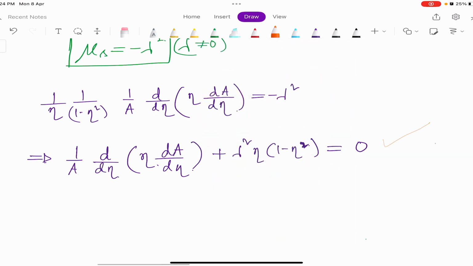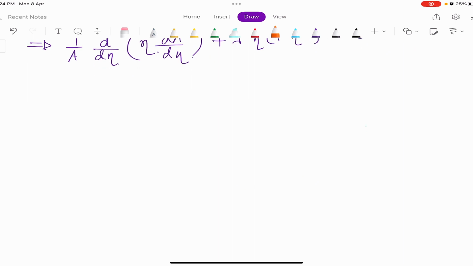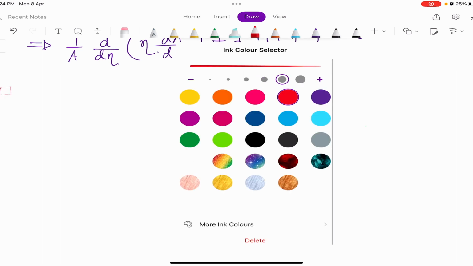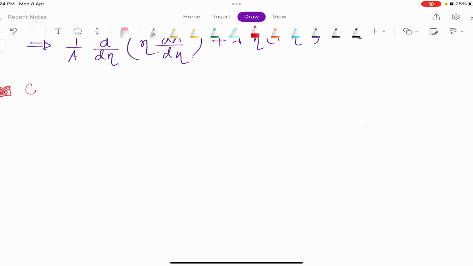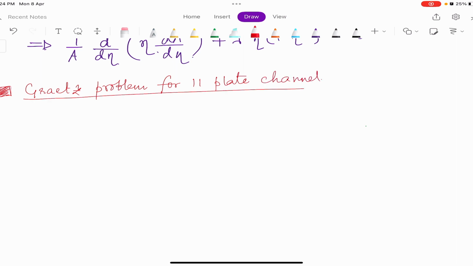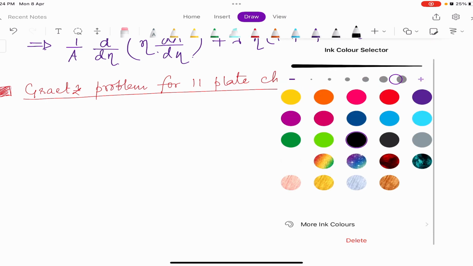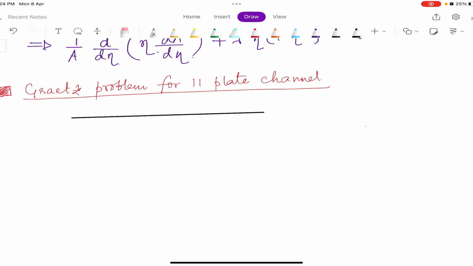Okay, now let me take up another problem, and that is the Graetz problem for parallel plate channels. The problem description is something like this. We have this as a top plate and this as a bottom plate, and there is a fluid that is flowing.